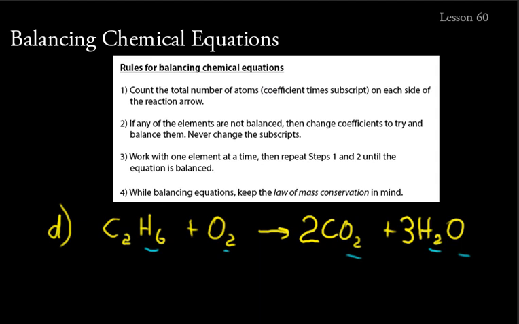So go back and count through everything. Again, 2 carbons on the left, 2 on the right, 6 hydrogens on the left, 6 on the right, 2 oxygens on the left. But now we have 4 oxygens on the right there, and then 3 times 1 is 3. We have 7 oxygens on the right. So this one is a little more complicated. 7 oxygens here, 2 here. How would we balance this? How many do we need?